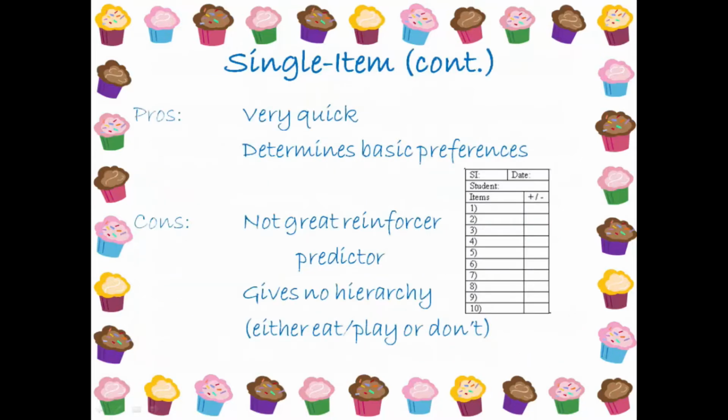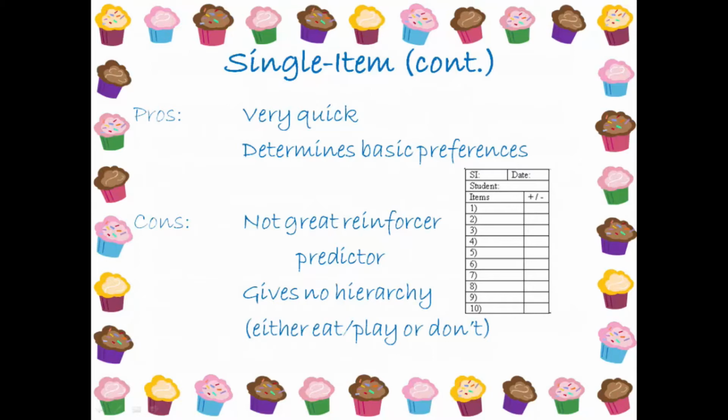The pros of the single item preference assessment is that it's very, very quick and can help you determine some basic preferences. The cons are that it's not a great predictor of reinforcers, at least not as great as some of our other assessments. It doesn't give us any hierarchy either. Either they eat or play with the item, or they don't. Though this is rarely the only preference assessment we use, it's a great screen of your bank of items since it will determine if there are any items that the student won't interact with at all, meaning don't use them in a further assessment.